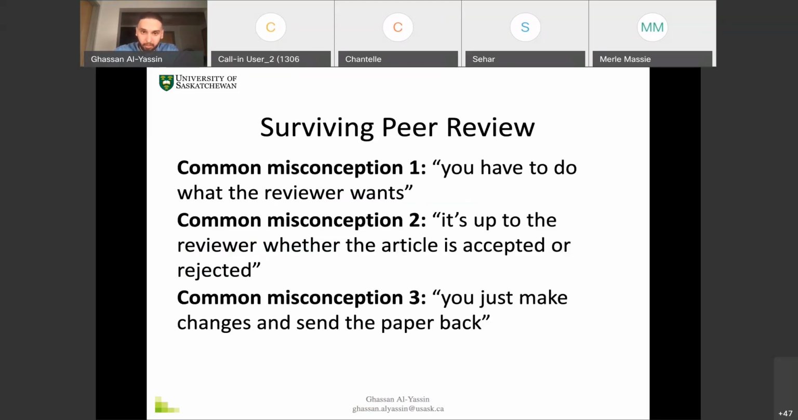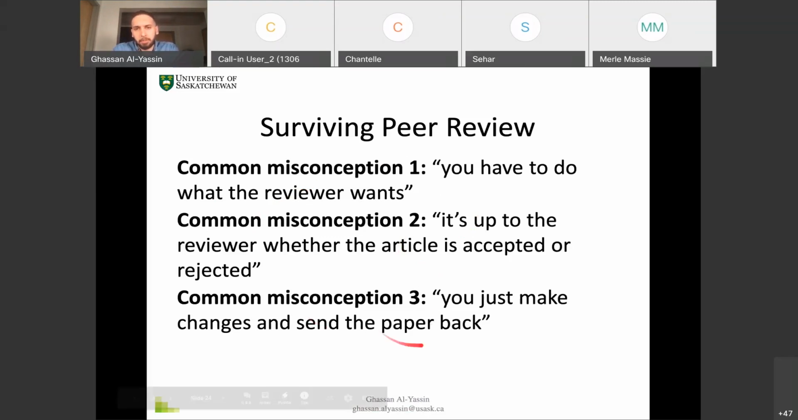So before we get deeper into peer review, there are some misconceptions that I think we should clear up first. The first one is you have to do what the reviewer wants. That actually isn't the case. You don't have to do everything the reviewer wants. The second one is it's up to the reviewer whether the article is accepted or rejected. It isn't up to the reviewer. It's actually up to the editor, but we'll talk more about it.